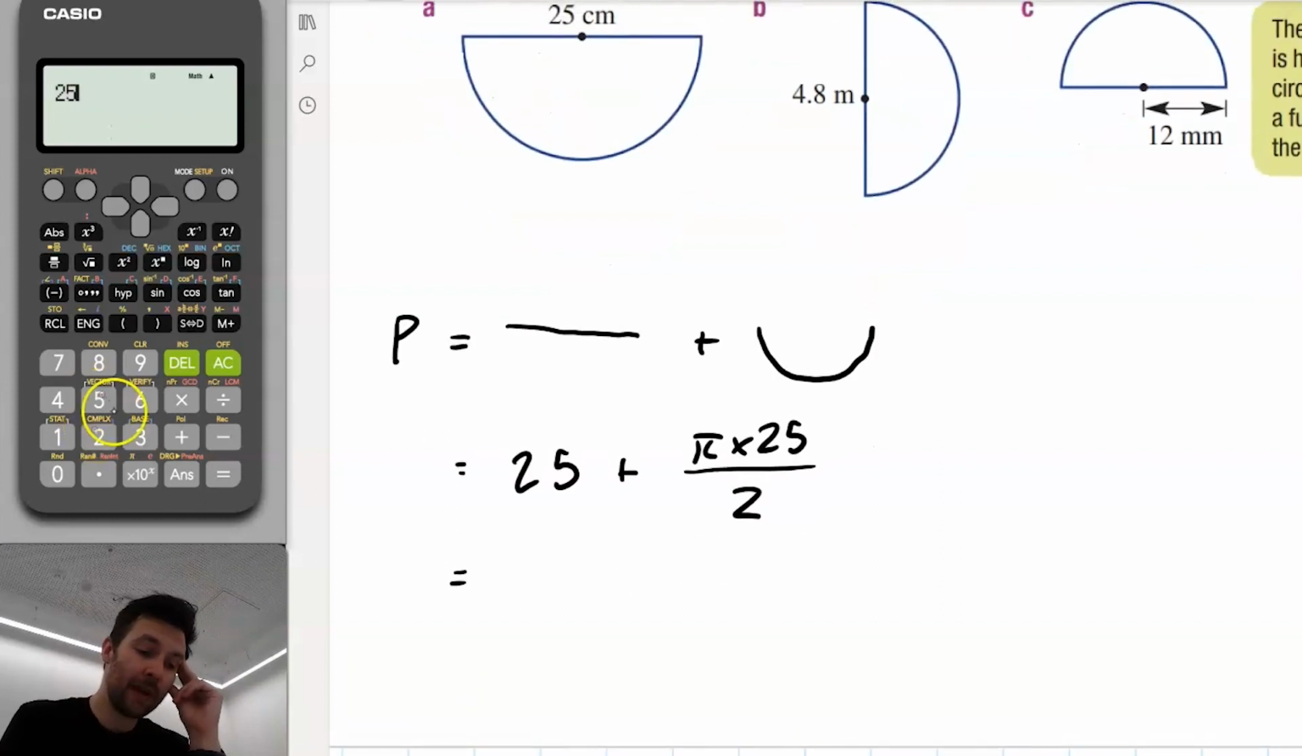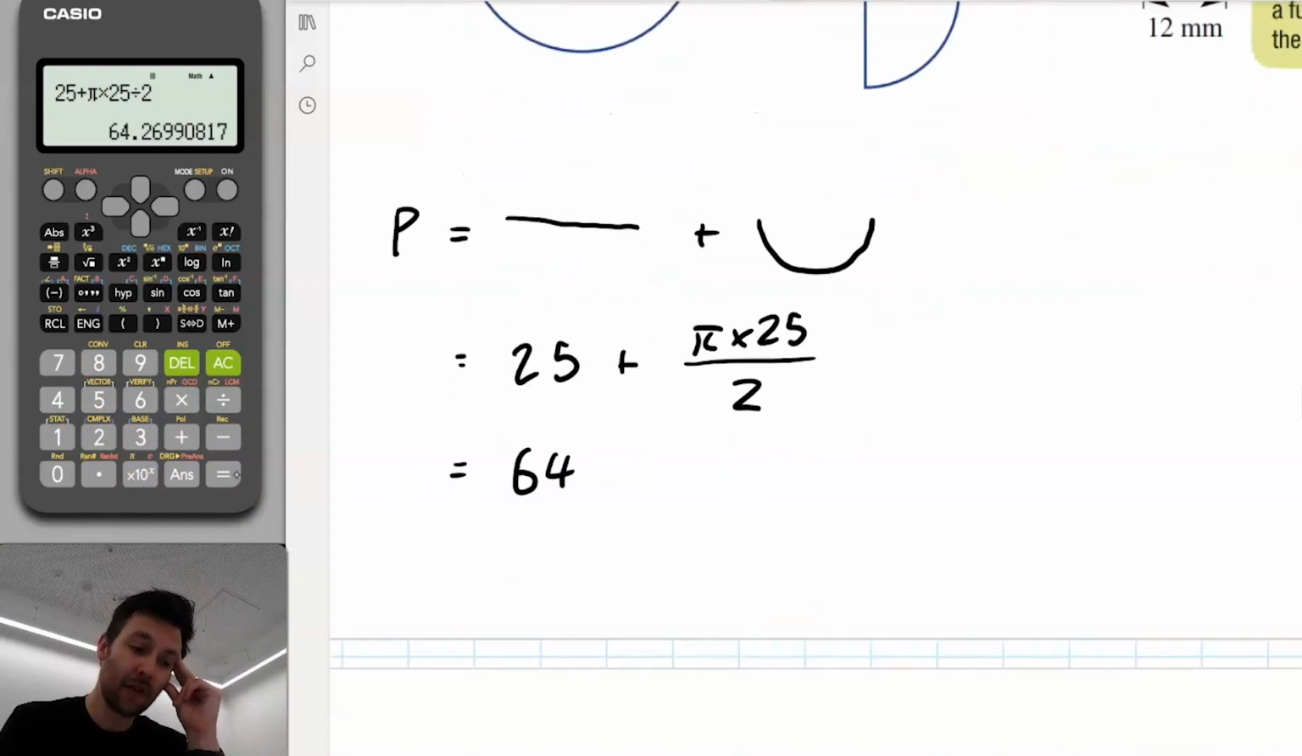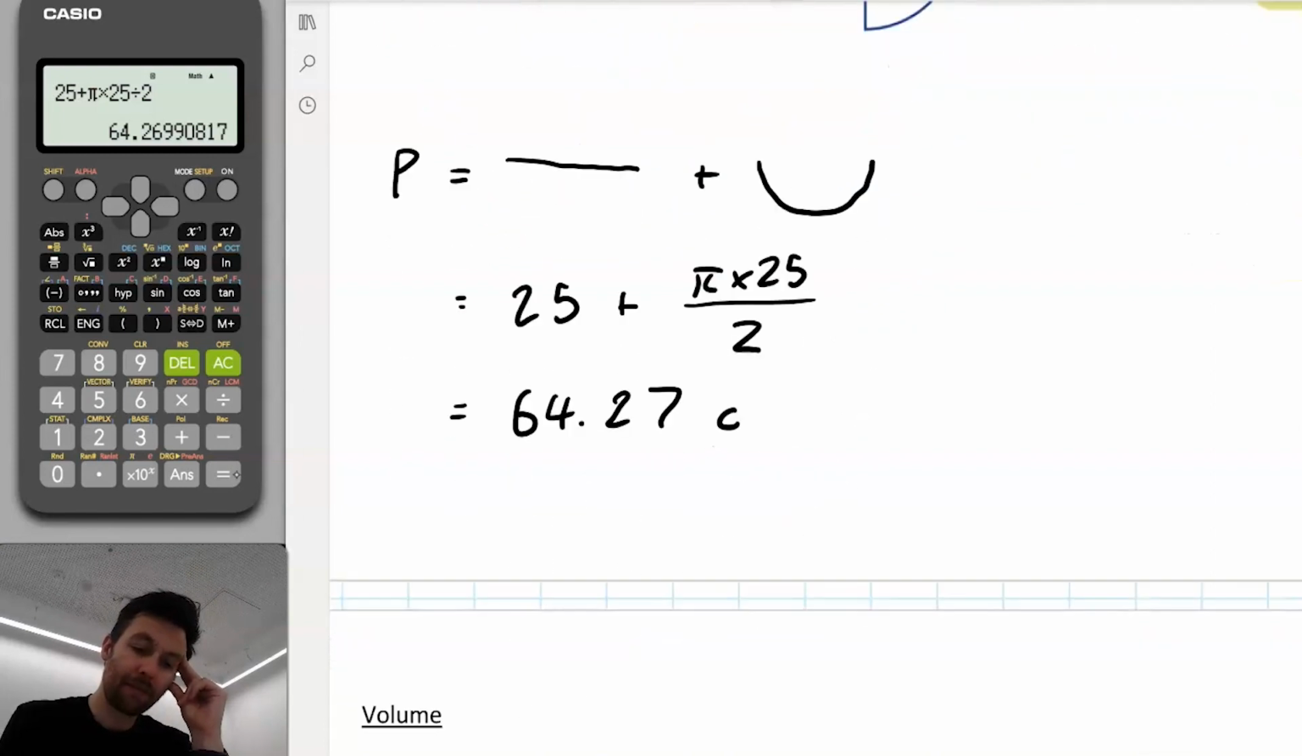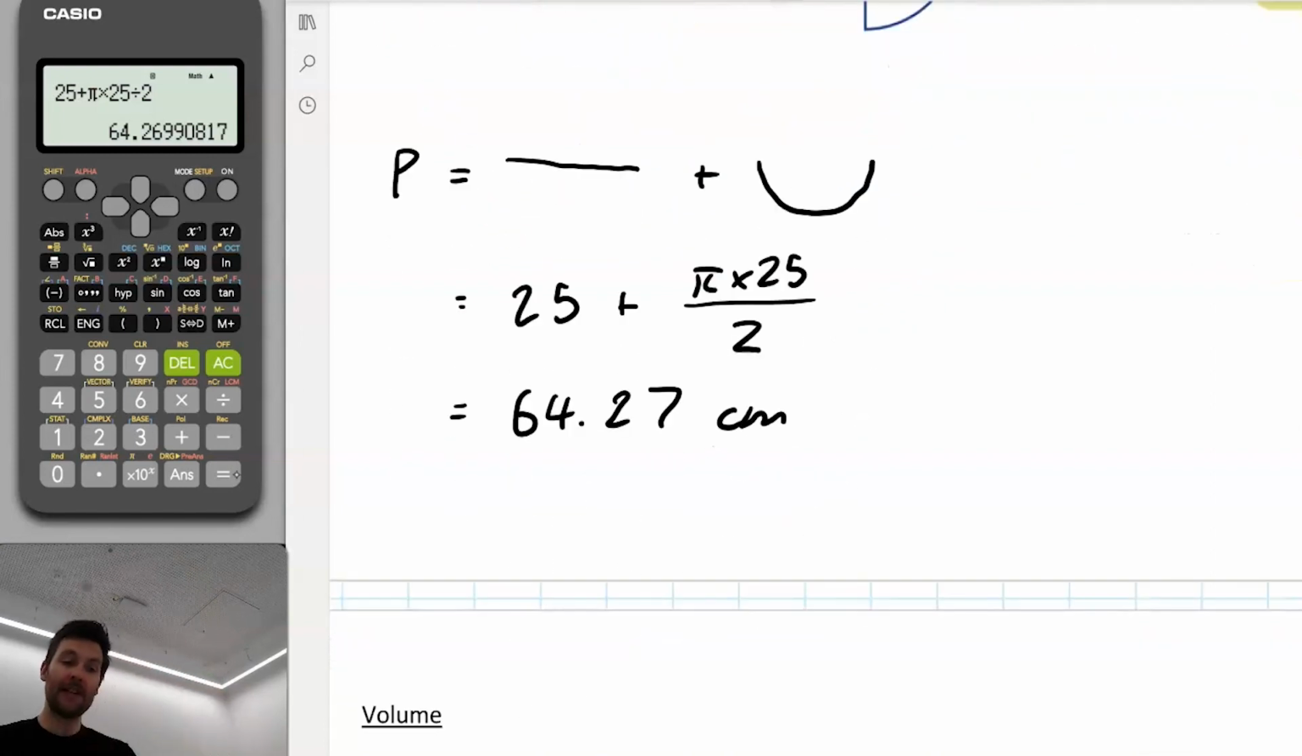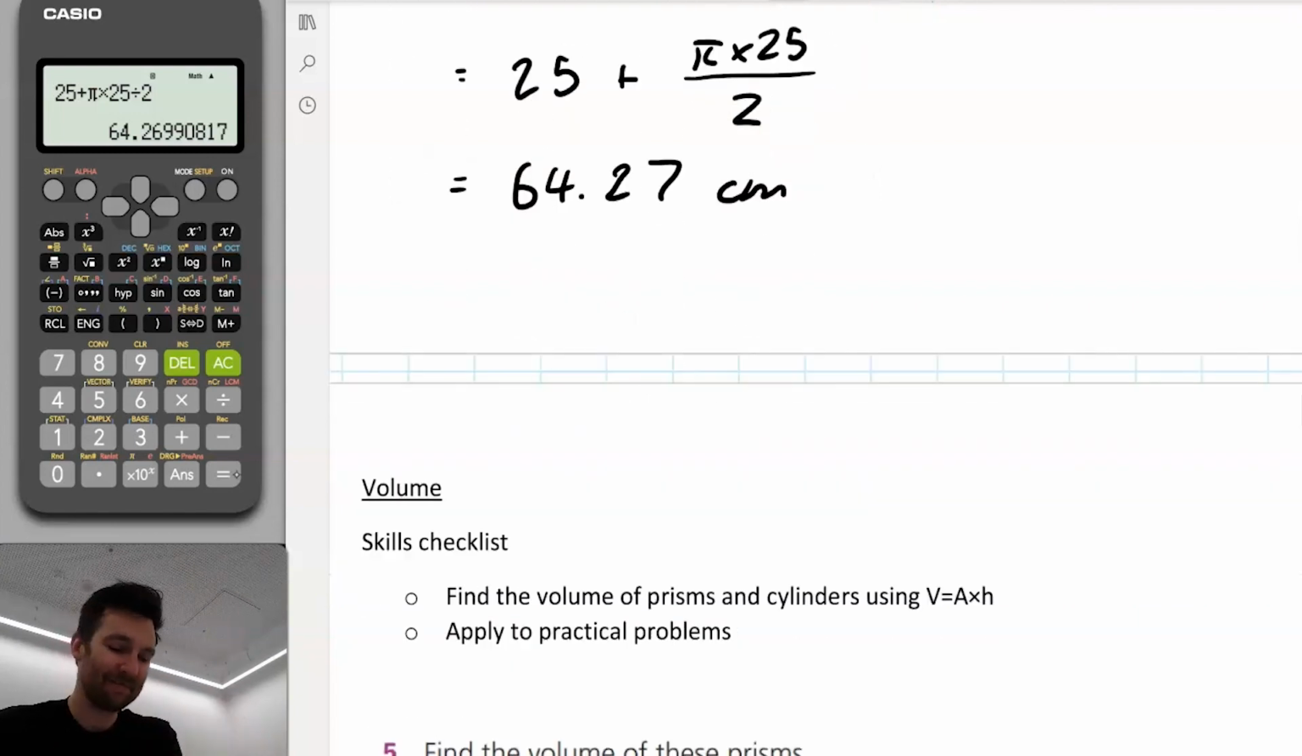And then doing that, 25 plus pi times 25 divided by 2 should give us 64.27. It said to 2 decimal places. What are the units? Centimeters. Okay, so that's the way to think of those ones. You can say perimeter is the distance all the way around the outside. So what lengths do I need to find the length of?